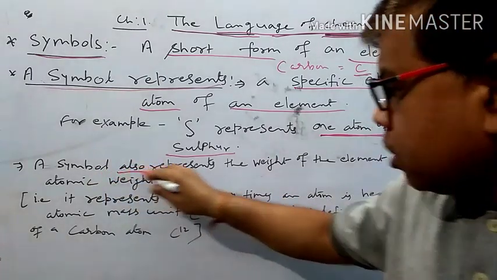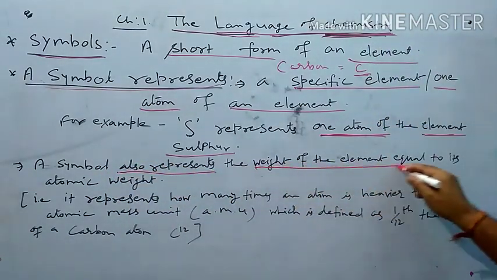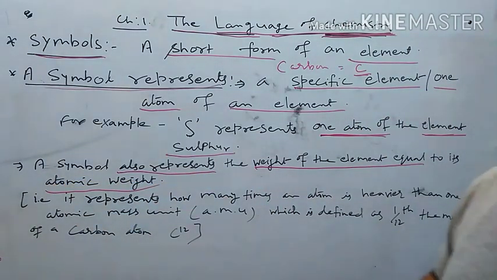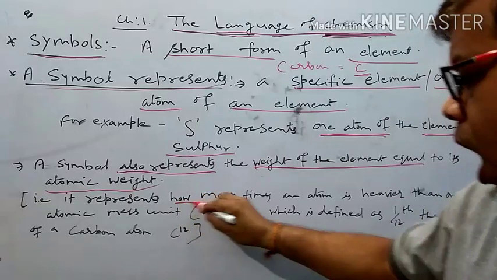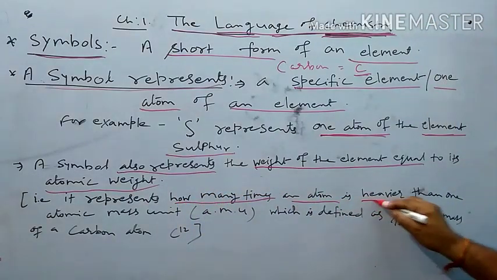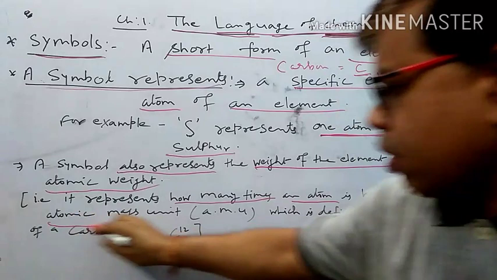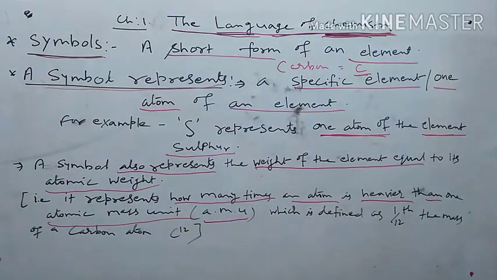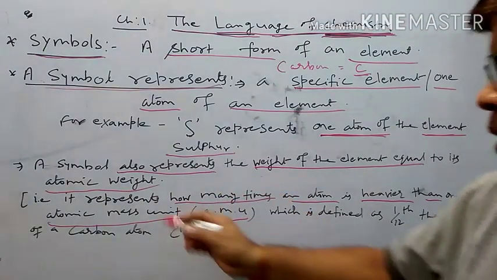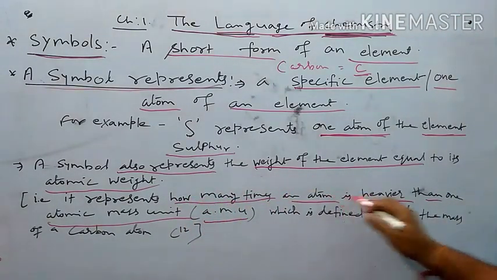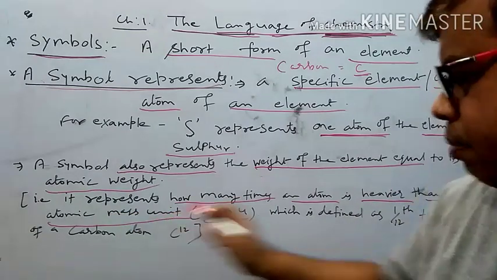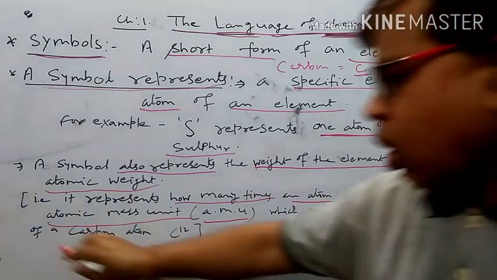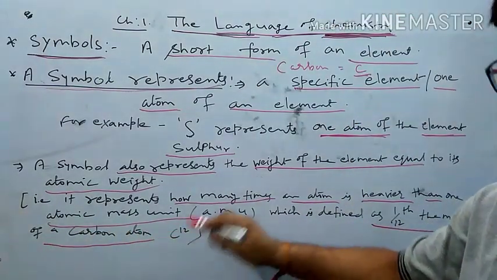A symbol also represents the weight of the element, equal to its atomic weight. That is, it represents how many times an atom is heavier than one atomic mass unit, the AMU. Again, how many times an atom is heavier than the atomic mass unit, which is defined as 1/12 of the mass of a carbon atom, that is C-12.